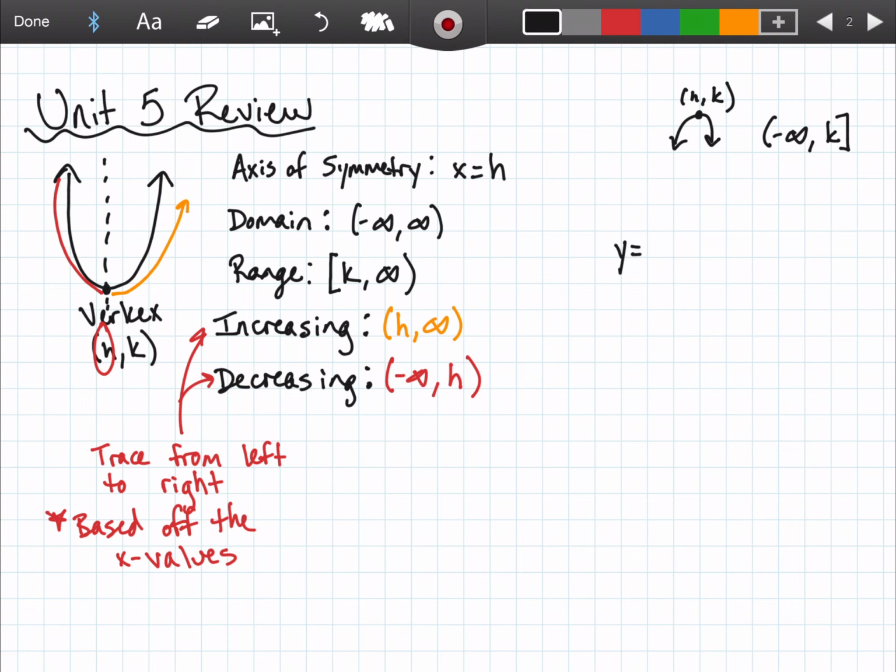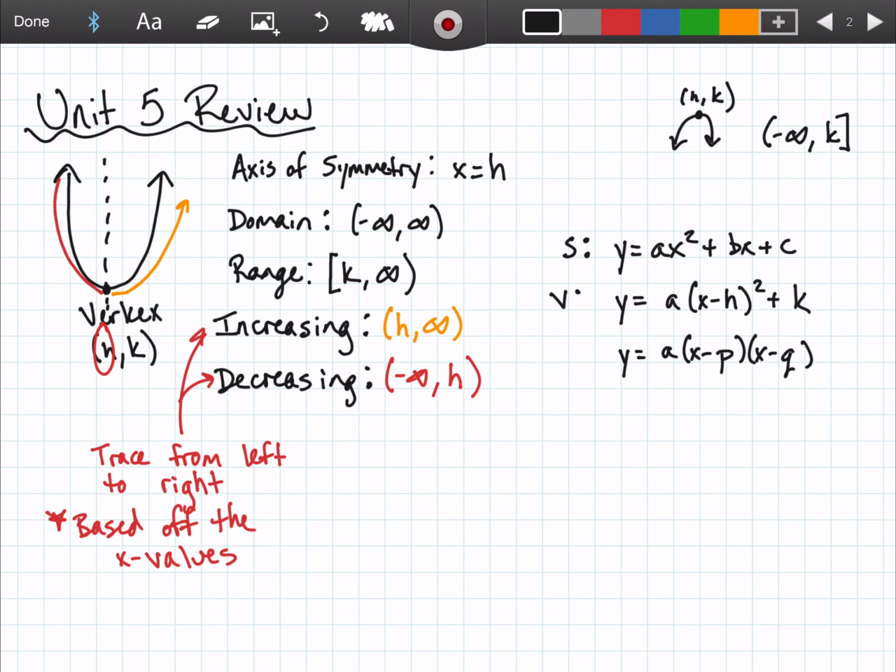With quadratics, remember we had 3 different forms of quadratics. We have standard form, we have vertex form, and we have intercept form. P and Q represent your x-intercepts, H, K represents your vertex, and from standard form, C is going to be your y-intercept.